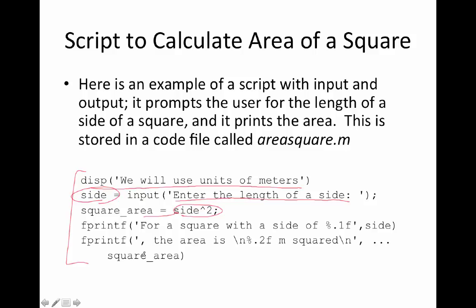The print is for a square with a side of, and then the value of side, the area is, and the value of square area, m squared, short for meters squared.